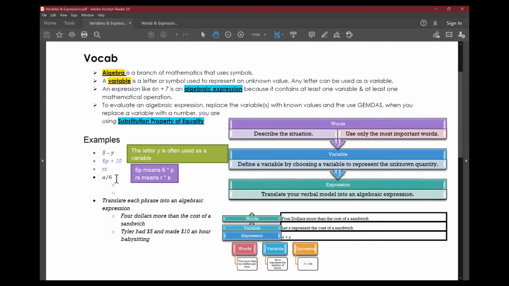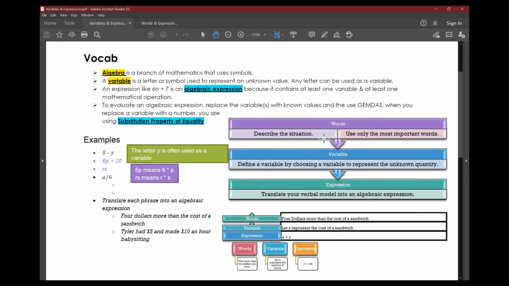Now I have this lovely diagram here for all you visual learners. We have the words that describe the situation, using only important words. Then the variable: define a variable by choosing a variable to represent the unknown quantity. And the expression: translate your verbal model into an algebraic expression. Now you'll be asking yourself, what does this mean? Or, I'm confused, what's going on? So I'm breaking it down for you here.